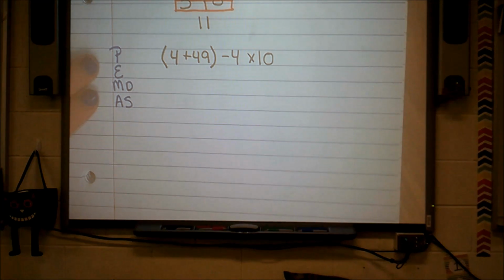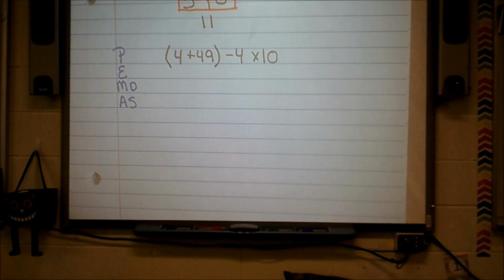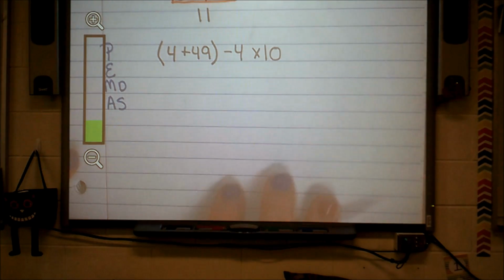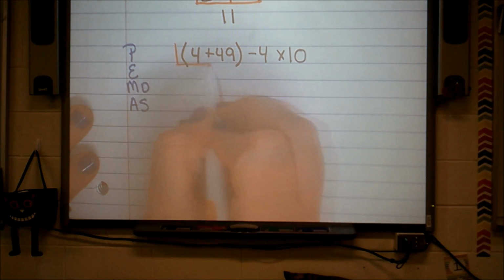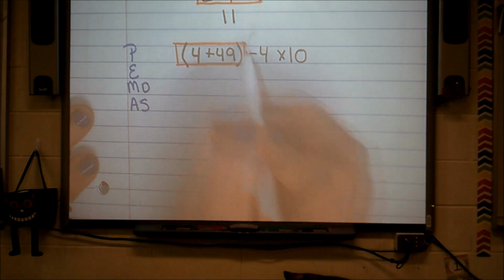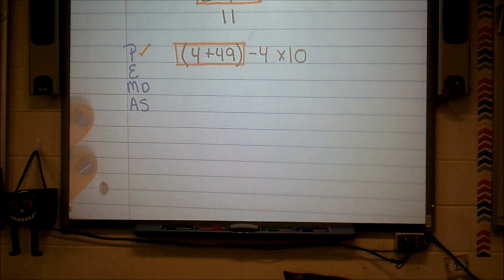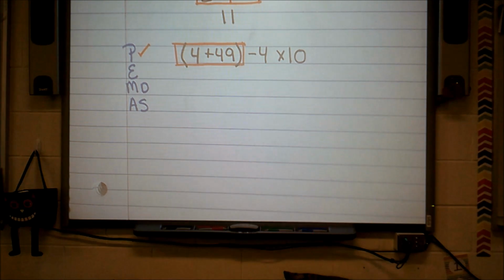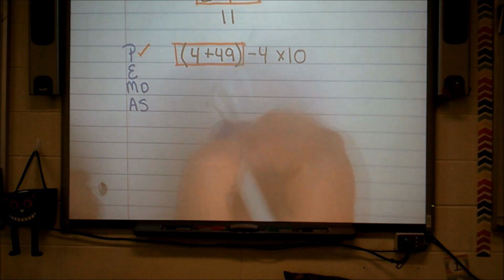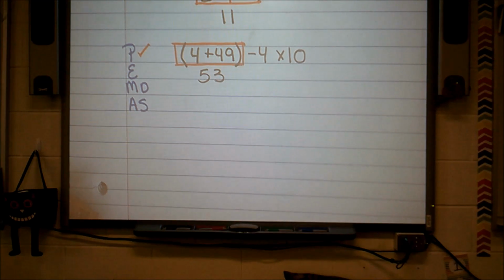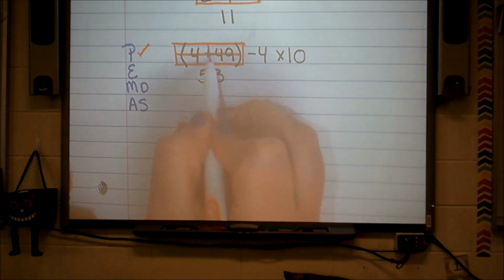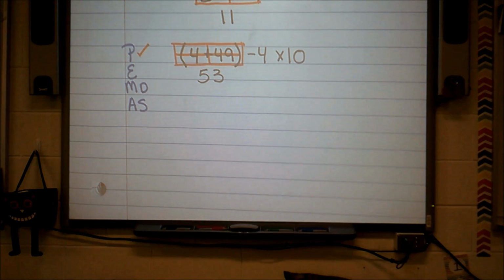So looking at my Please Excuse My Dear Aunt Sally here, I see that I need to P first. I need to do parentheses, and I do have parentheses. So I'm going to put my parentheses in my pretty box for Christmas or my birthday. Check it off. 4 plus 49. I put the sum of 4 plus 49 right below my box, and then I wrap my present up for Christmas, rewriting everything not in the box.